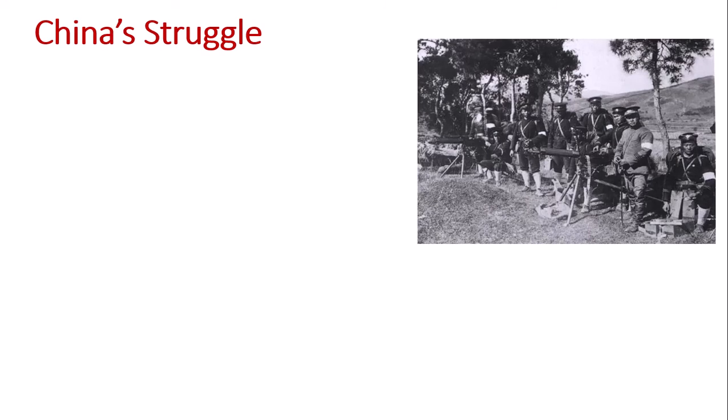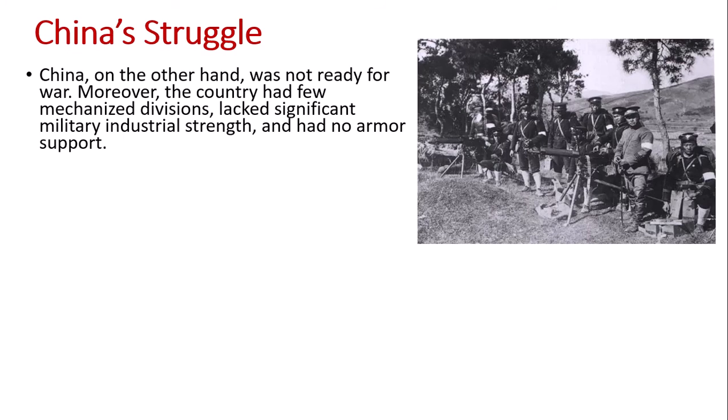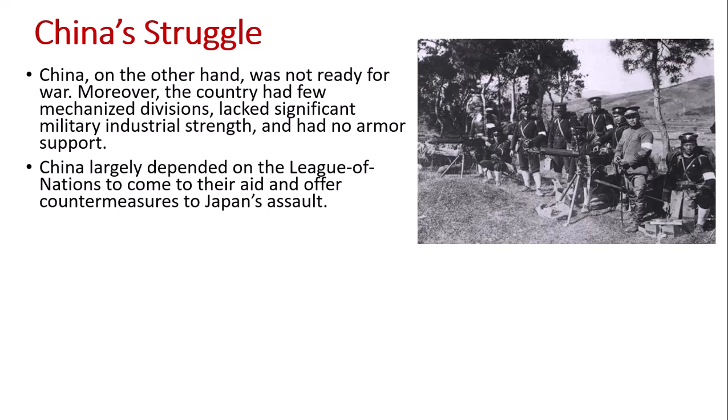China, and we have some Chinese troops. China, their struggle here, they really were not ready for the war. They had an economy largely based on agriculture, not as much mechanical strength. So they lacked significant military industrial strength, and they really didn't have as much armor support. So when the Japanese came in and took the roads and cut off supplies, they struggled to keep up with that. They depended on the League of Nations to come to their aid and offer countermeasures to Japan's assault.